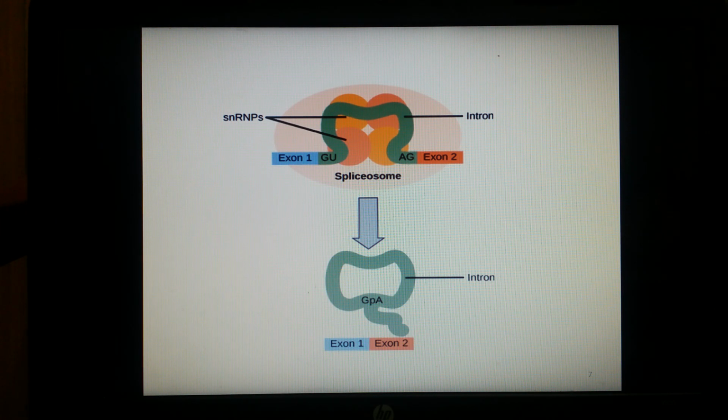You can see here in the slide that this is the intron, this is the exon, and these are the snRNPs. So what these spliceosomes do is remove the intron in the lariat form, this is the lariat form, and splice together the exons. You can see these 2 exons have been joined. So this was the structure of the spliceosome and how it joins the exons together.